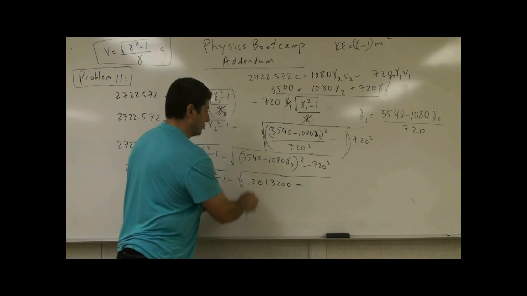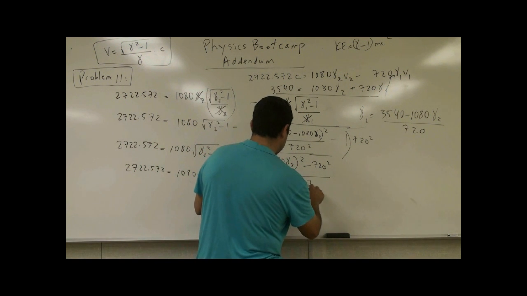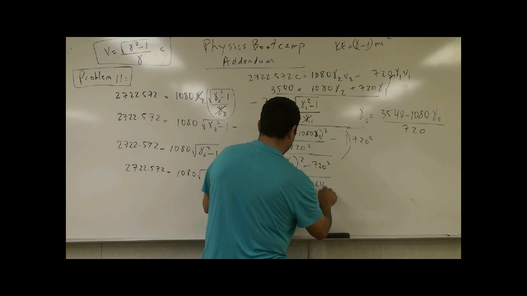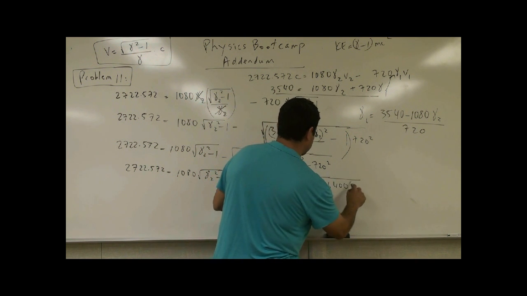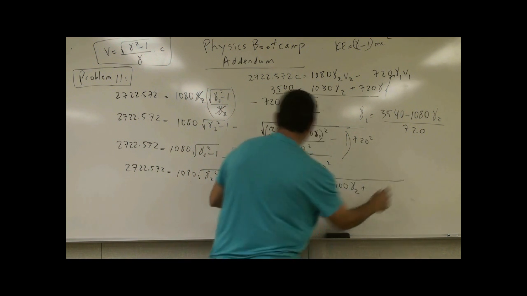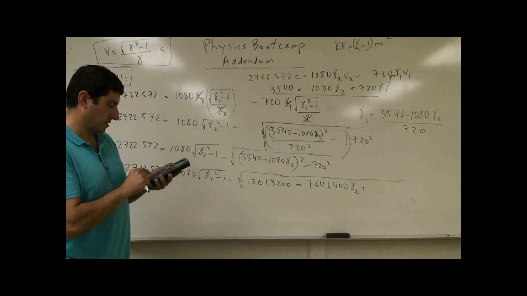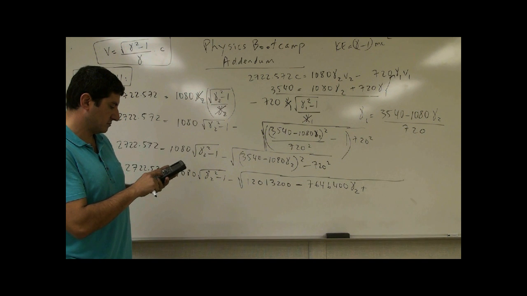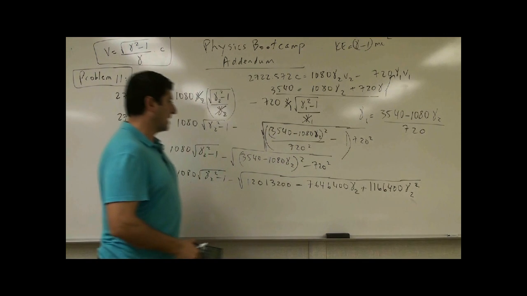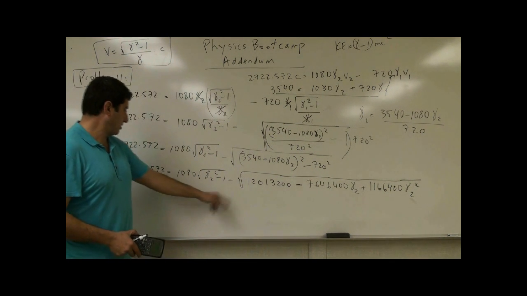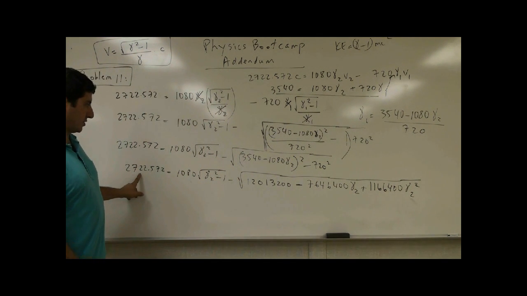times 1080 times 2, so double the product of the two. You have 7646400 gamma 2 positive, and then you square the last term, 1080 squared gamma 2 squared. This all under a radical, and then that must be equal to this.